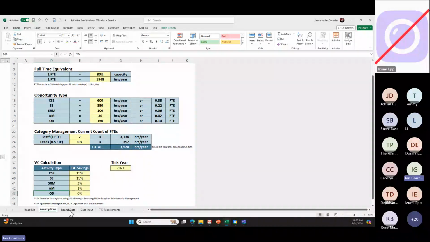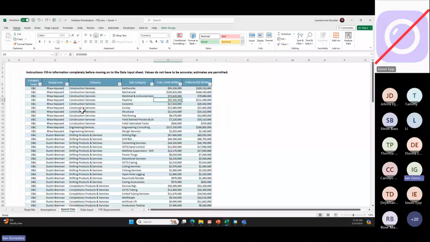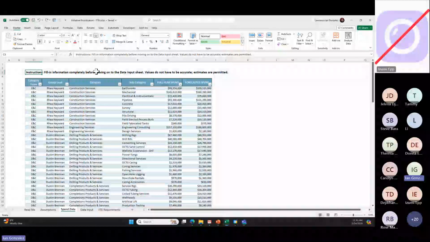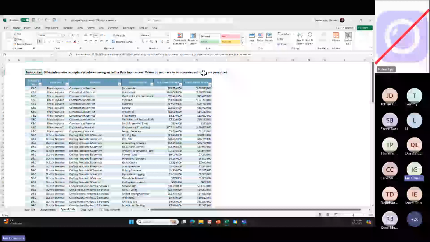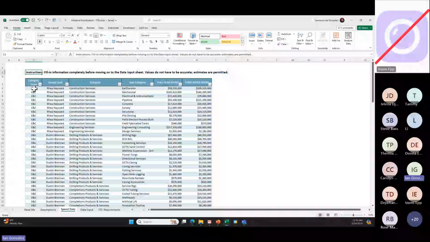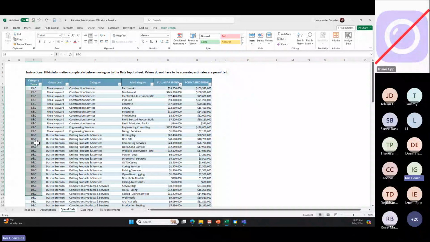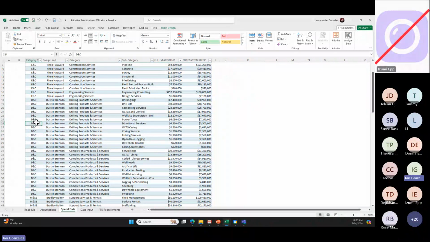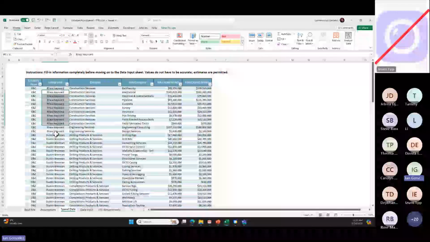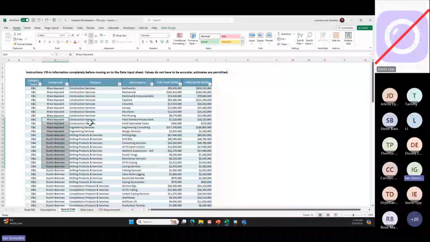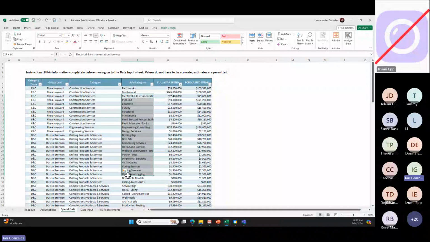Spend data here. You have to get this right. So instructions: fill the information completely before moving to the next sheet, the data input sheet. Values do not have to be accurate. The estimates are permitted. So make sure everything has a category team. These are open cells. Type whatever you want in here. You put the names of the leaders, you type in the category, you type in the subcategory.